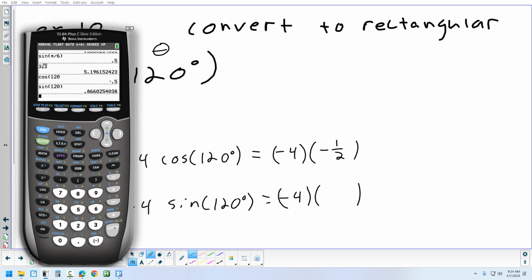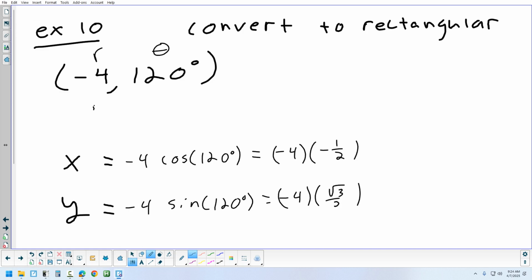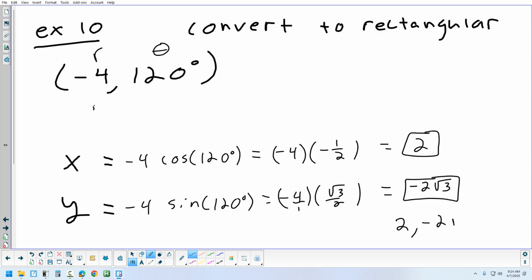Okay, 0.866. What is that? Yep. Root 3 over 2. Okay, so multiply. Negative times negative is a positive. And what's half of 4? 2. Okay, here, negative times positive is a negative. And you can think of that if you want to put it over 1. What's negative 4 divided by 2? Negative 2. So converting that point into rectangular, it's 2 comma negative 2 root 3. That's your final answer.